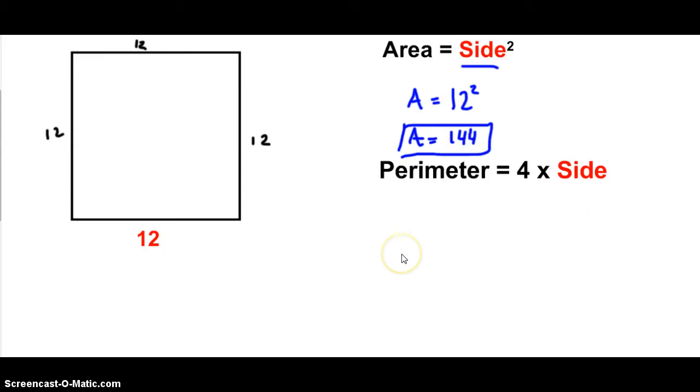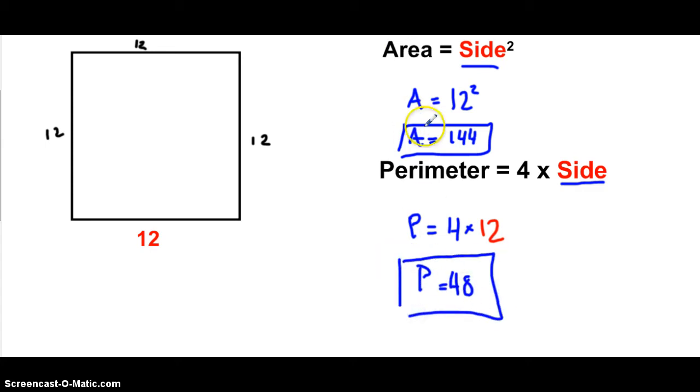The perimeter formula for that is 4 times the length of the side. Okay, so if I want to find the perimeter, all I have to do is take 4 and multiply it by the length of the side, which in this case is 12. Okay, so 4 times 12 gives me, that's right, 48. So this has a perimeter of 48 and an area of 144. That's how you handle a square. Make sure that you have these formulas easy and accessible for reference.